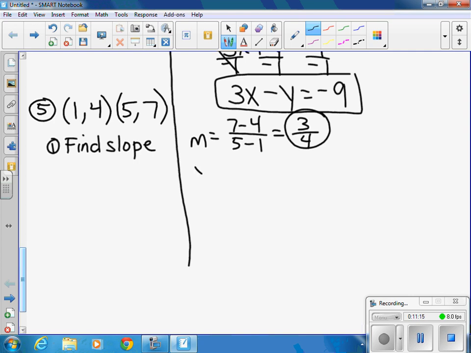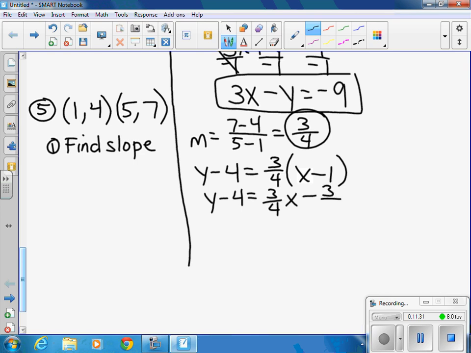So that'll give me y minus 4 equals 3/4 times x minus 1. Okay? And then I'm going to go from there. I do have to distribute. So I get y minus 4 equals 3/4 x minus 3/4. Even if there are fractions, you still have to distribute the fraction first, and then you can get rid of them.